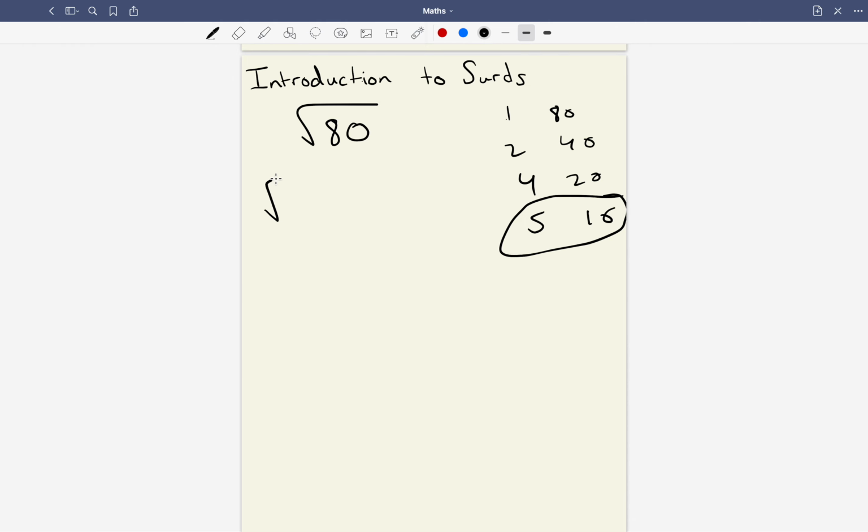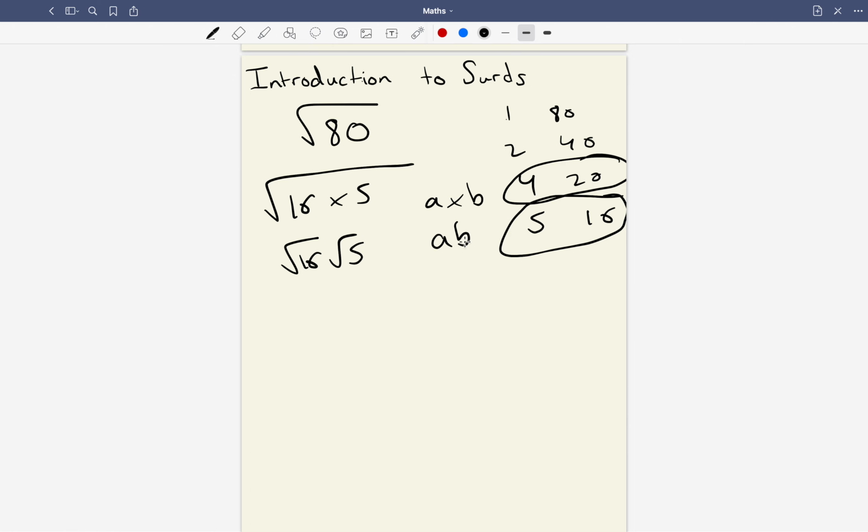So I'm going to rewrite this, and as well, another thing to mention, a lot of it's trial and error, or it will just take you longer to get to it. You could do it with this here, and I'll show you how you can do that in a second, but I think it's just easier to go with this one. So we've got root 16 times 5, which means we've got root 16 root 5, as you remember back to the a times b is ab. Root 16, of course, is just 4, so root 80 is 4 root 5.